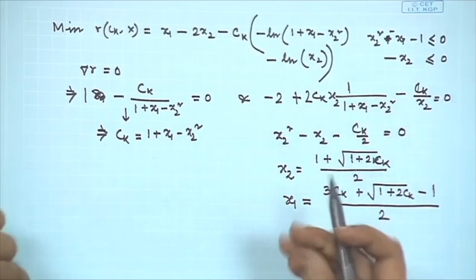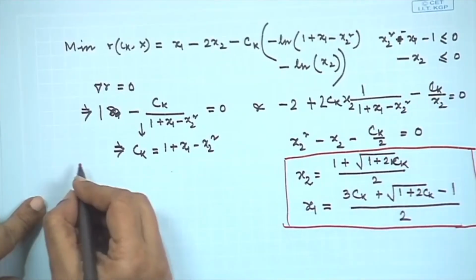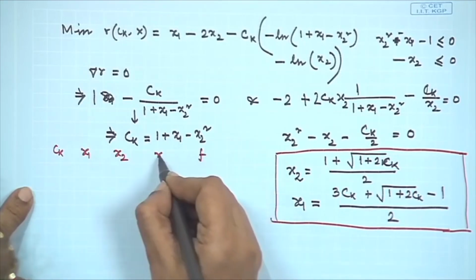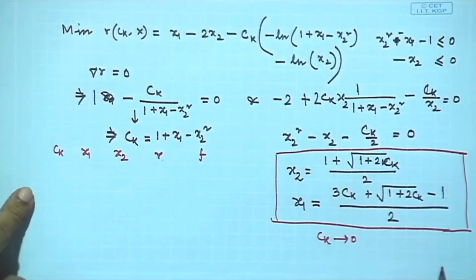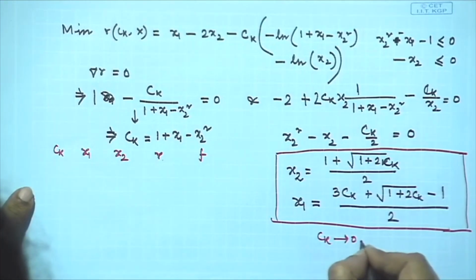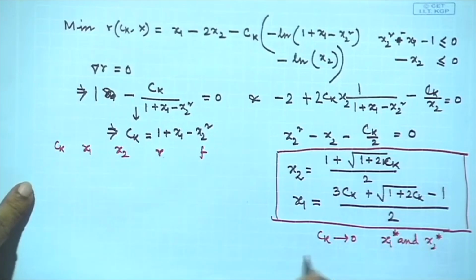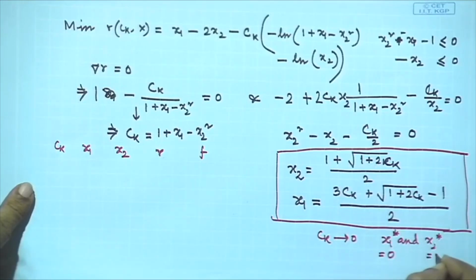If we get these two values for x1 and x2, then we will formulate a table for different values of c k: x1, x2, the value of r, the value of f. One thing we can do is make c k tend to 0, and we will get the optimal values for x1 and x2. This is one way. Otherwise, if we substitute c k tending to 0, this term will be 0, and we get 1 minus 1 divided by 2, so x1 star is 0, and for x2 star, with c k tending to 0, we get 1 plus 1 divided by 2, so x2 will be equal to 1.